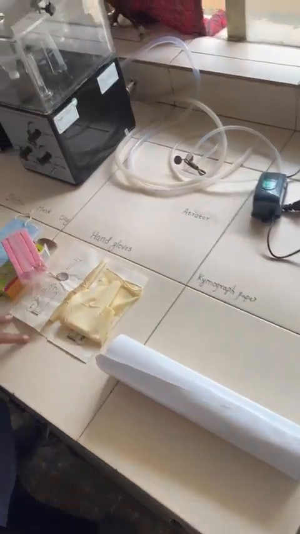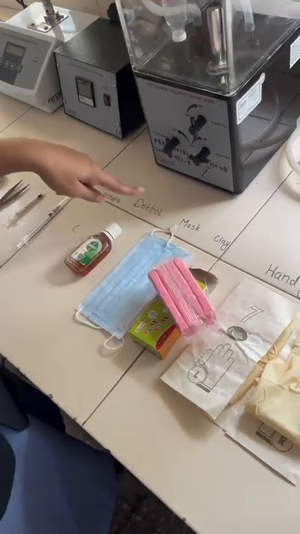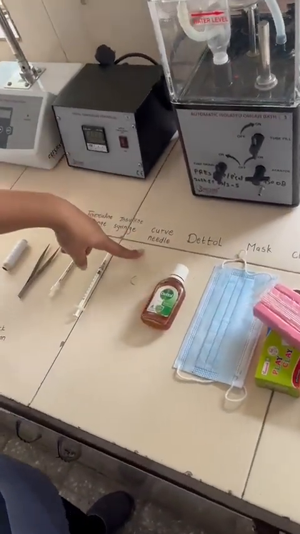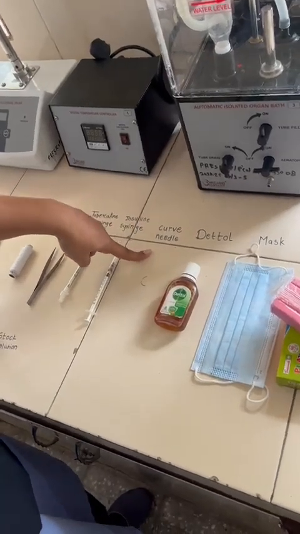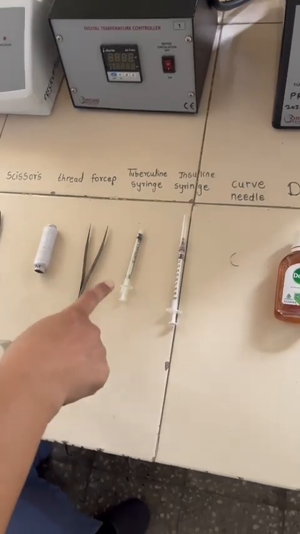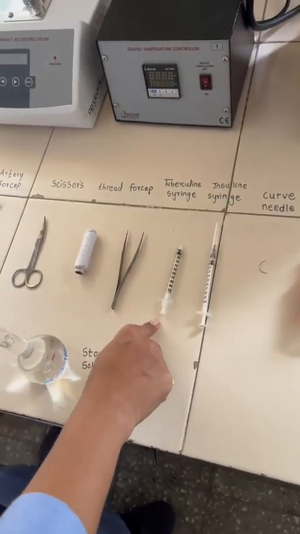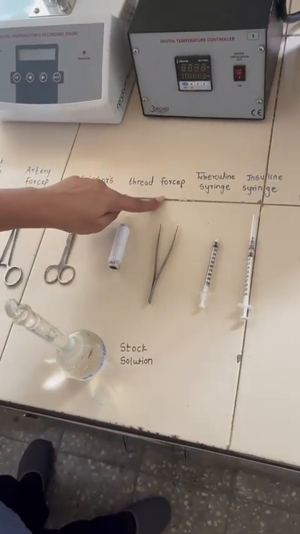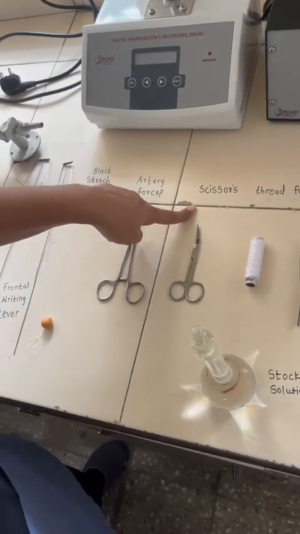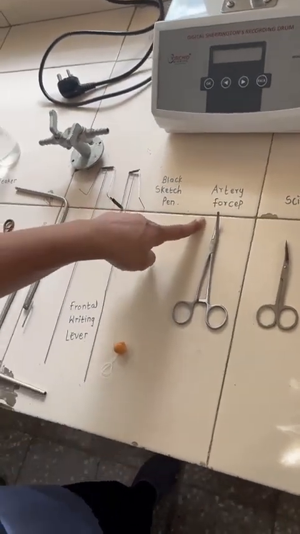Then second is the hand gloves. Third one is the clay for load adjustment. Then mask, Dettol as a disinfectant, and a curved needle to attach the thread to the tissue. Then there will be an insulin syringe or a tuberculosis syringe for measurement of 1 ml of solution or dose. Then forceps, thread, scissors. Here we can use any type of scissors. Then artery forceps to hold the tissue.